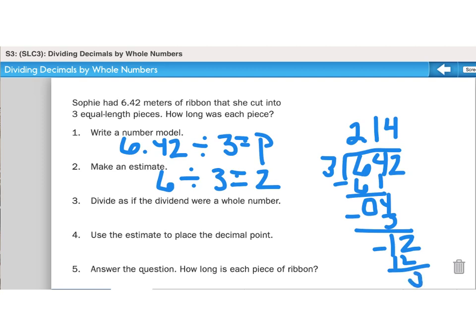Subtract that and we get 0 again. Okay? So now our answer here is 214. Now we're going to use our estimate to place that decimal point. If we look back, our estimate was 2. So that must mean we're going to put the decimal right here between the 2 and the 1. So how long is each piece of ribbon? It's going to be 2 and 14/100 meters long.